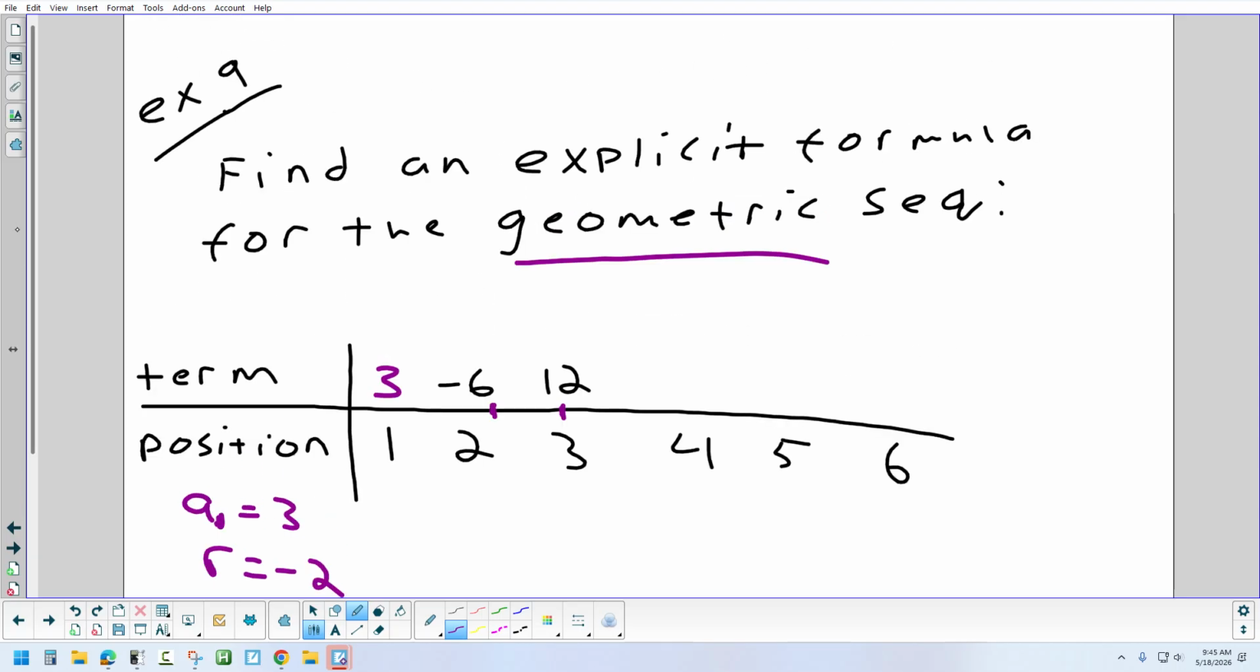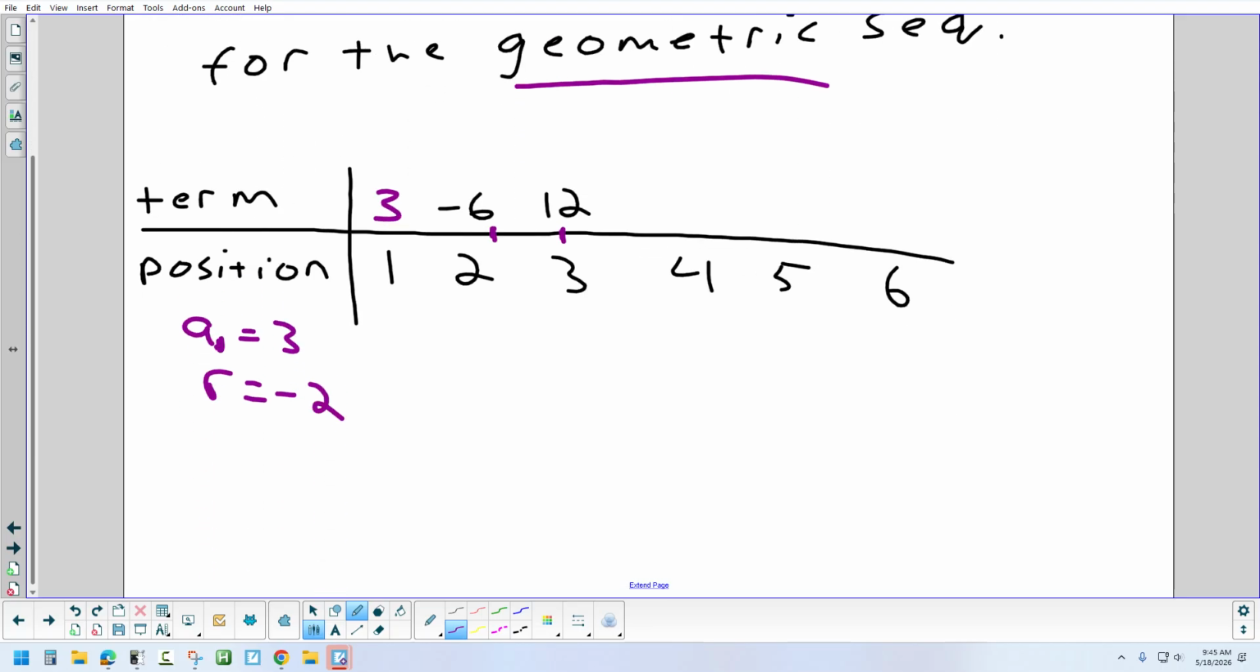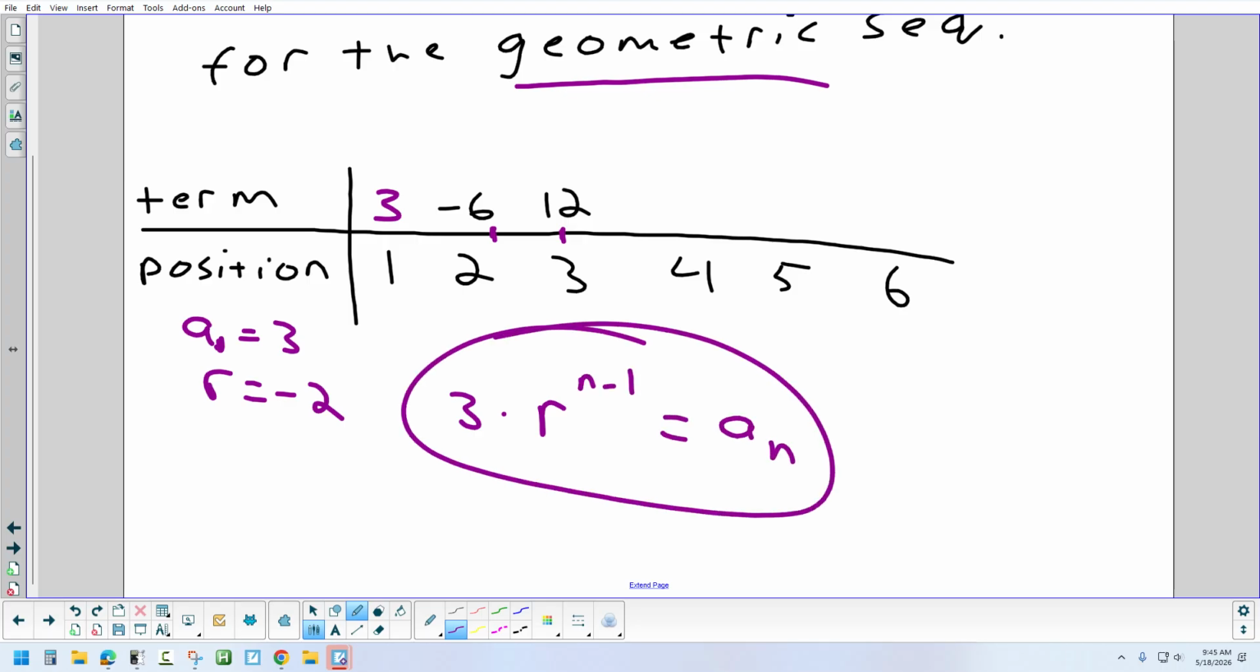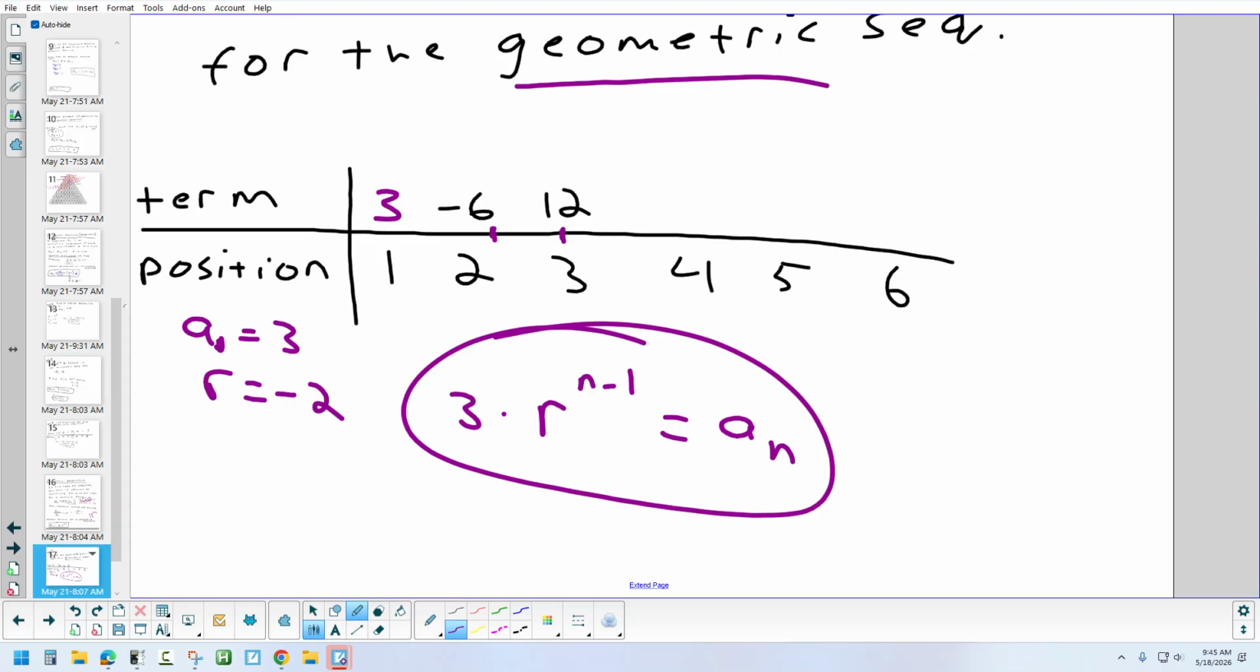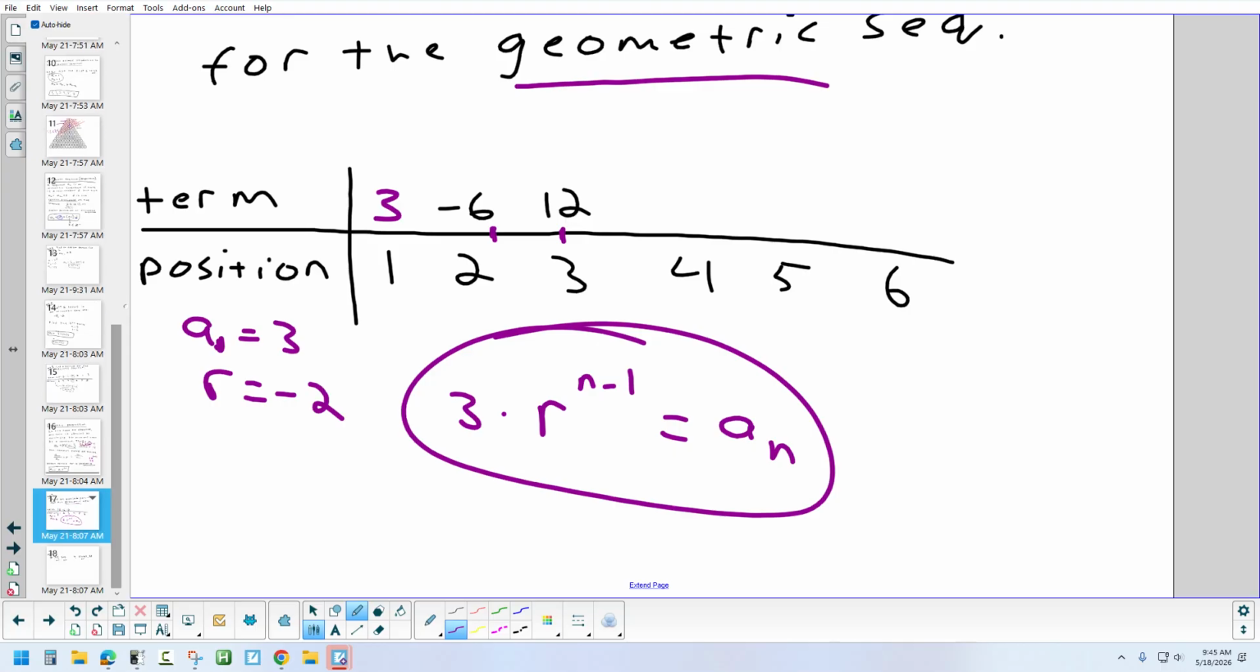We can fill them in. It's a sub 1 times r to the n minus 1. Question on that one? Okay, so that's a geometric sequence.